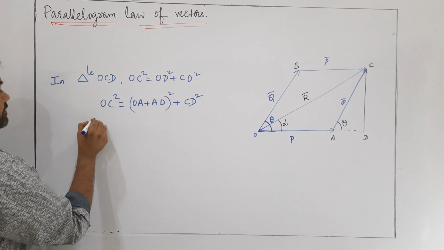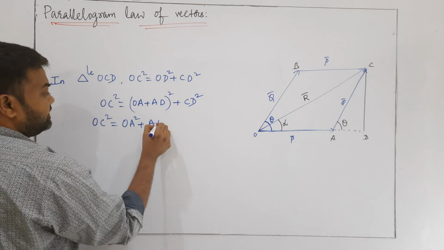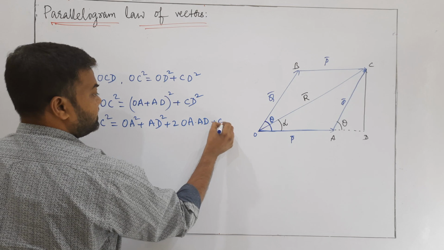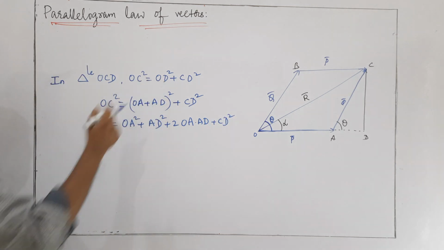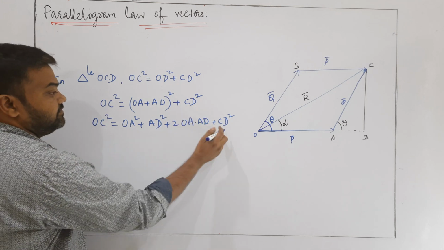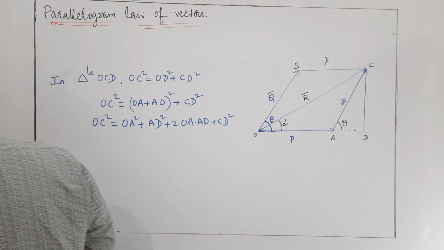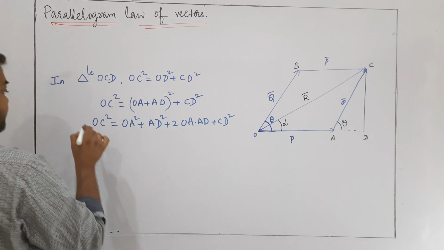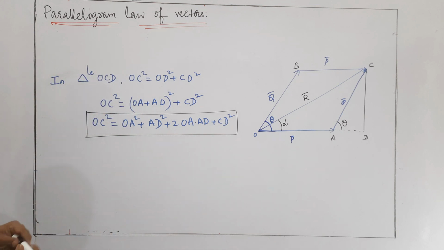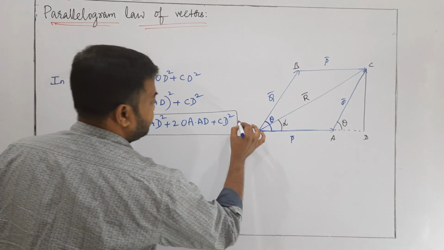Okay, you derive it. OC square is equal to OA square plus AD square plus 2 OA AD plus CD square. (A plus B) whole square is A square plus B square plus 2AB, and CD square as it is. This is one of the formulas which we have explained. You can consider this as equation 1.